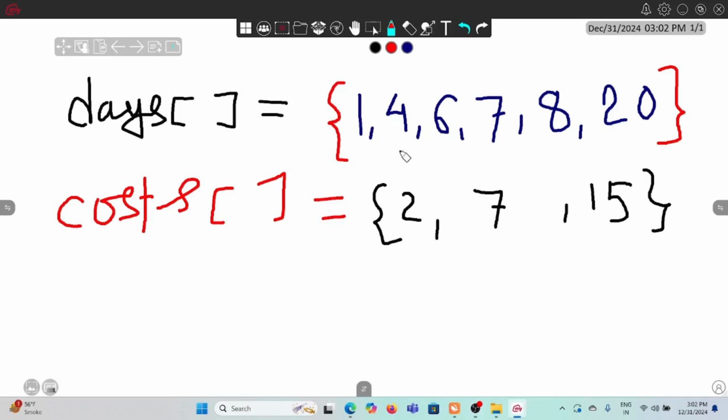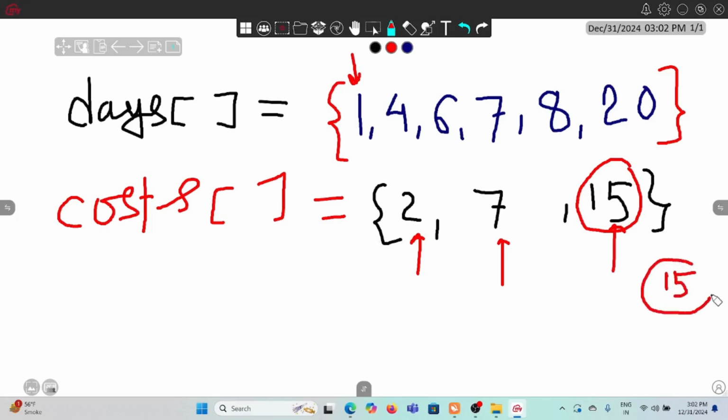For example, these are the days 1, 4, 6, 7, 8, 20. We want to travel on these days next year. And these are the pass costs. A pass for 1 day is $2, a pass for 1 week is $7, a pass for 30 days is $15. Now we have to travel all these days. One way is we can buy the pass of 30 days. If I purchase it on day 1, I can travel till 1 plus 30. So I can travel all these days if I purchase it for $15. So let's say 15 is one answer, but we want the minimum one.